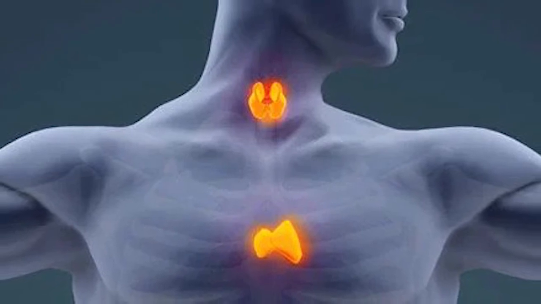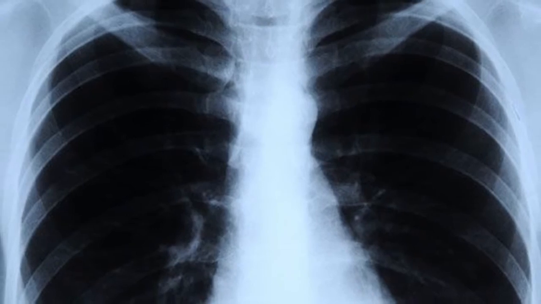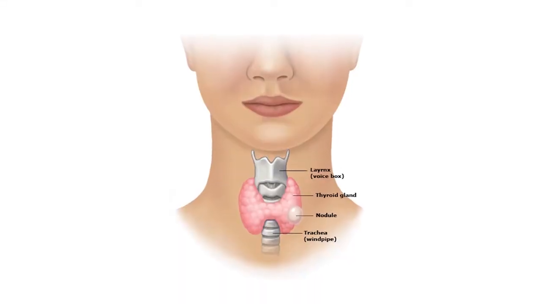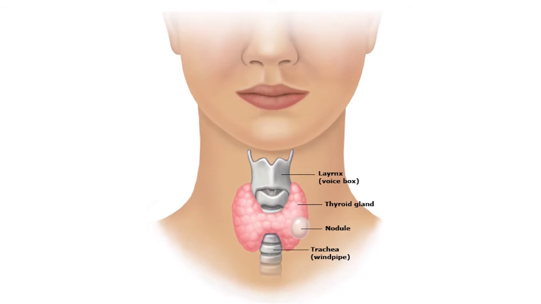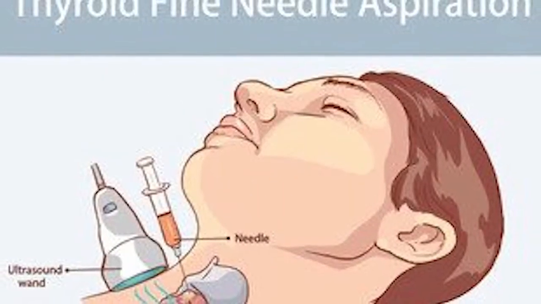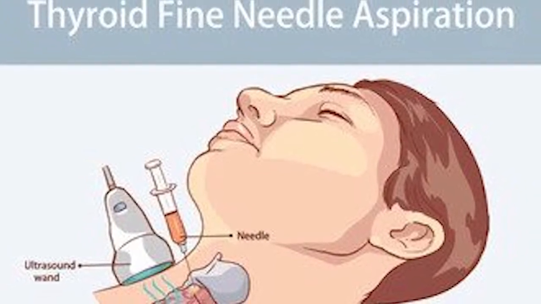And for that, many times we also do a chest X-ray to find out the spread of the cancer in your chest area. Now, the moment we see a single nodule, we also ask a patient to undergo one more test, what we call FNAC, that is fine needle aspiration cytology.